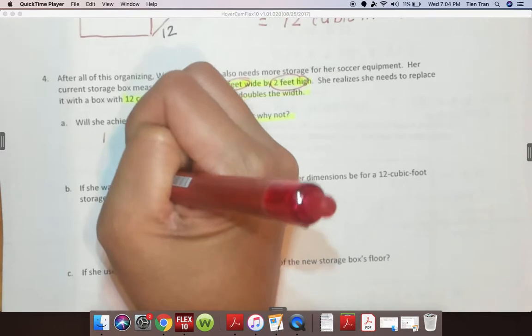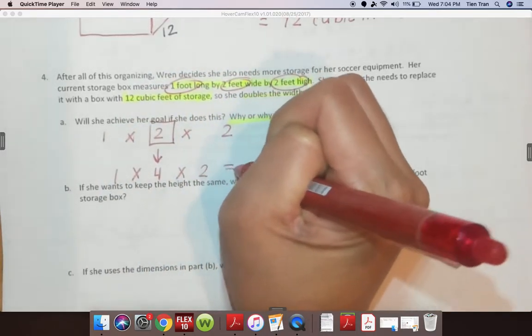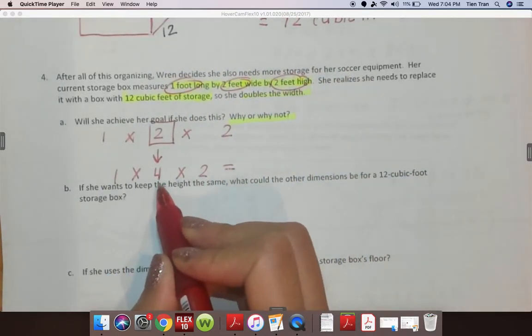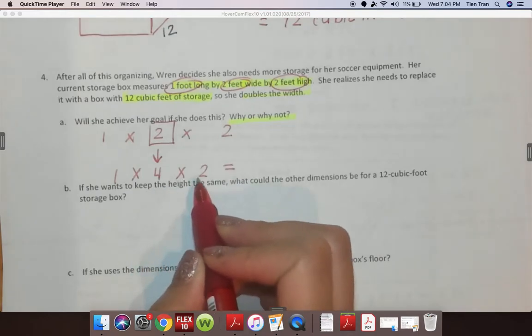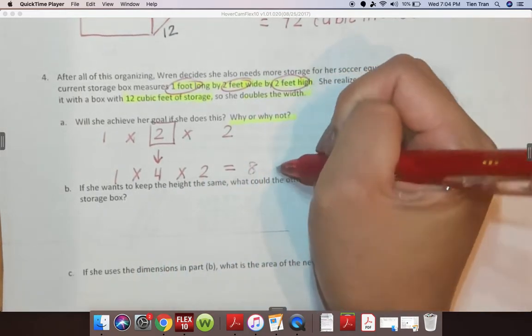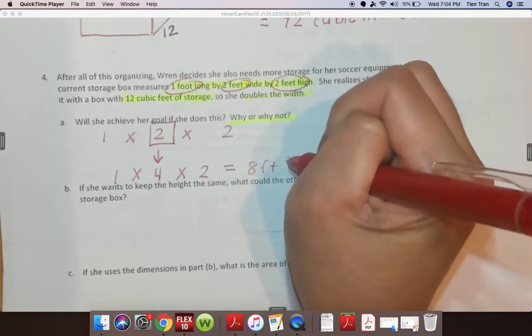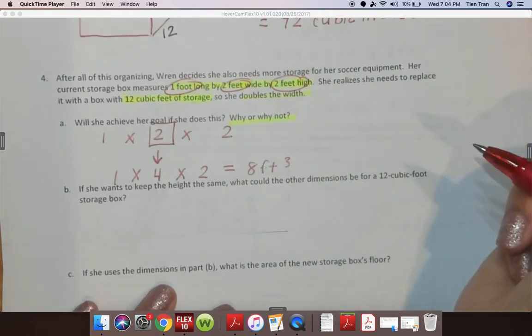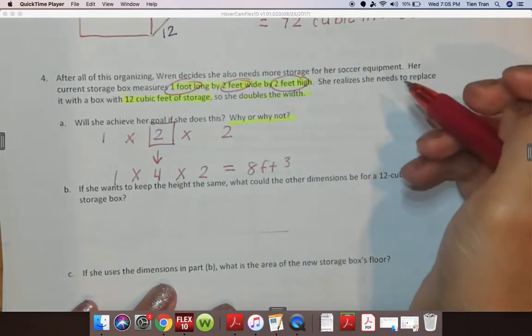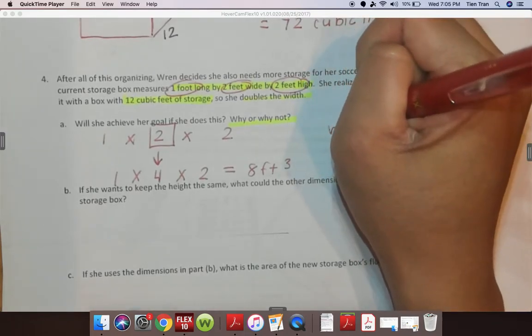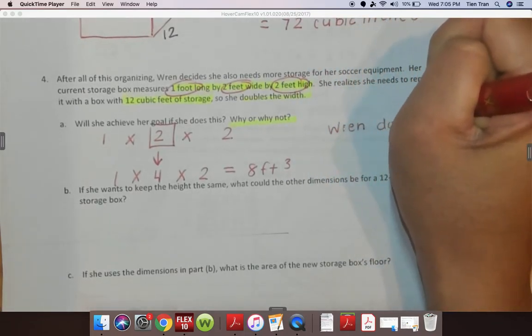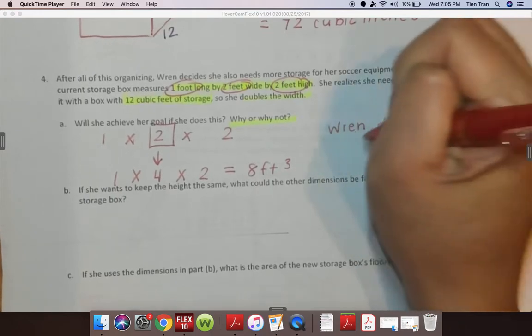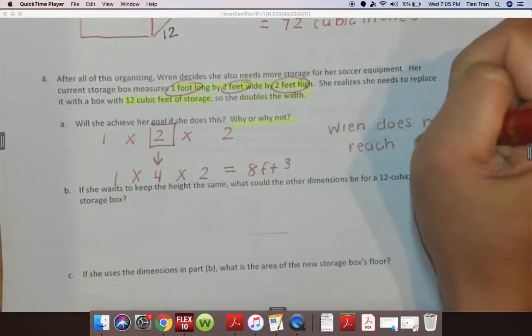So now I have 1 times 4 times 2, and I know that 1 times 4 is 4, and 4 times 2 is equal to 8 feet cubed. And that is not going to help her reach her goal of 12 cubic feet. So I'm going to write Ren does not reach her goal.